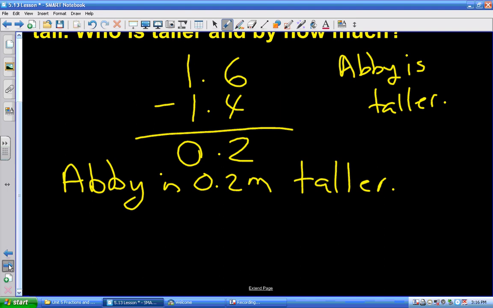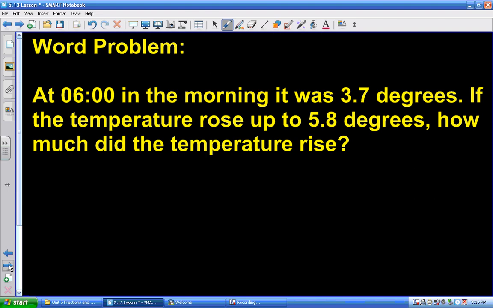All right, here we go with the next question. At 0600 in the morning, it was 3.7 degrees. If the temperature rose up to 5.8 degrees, how much did it rise by?